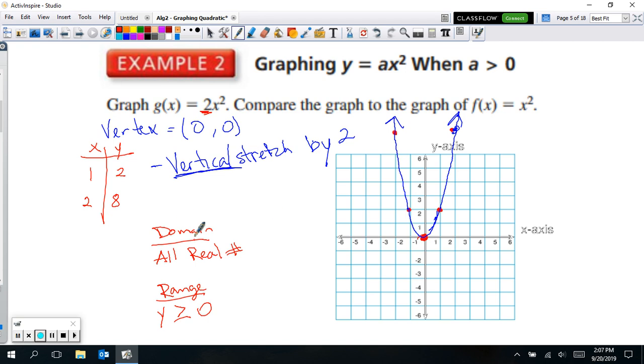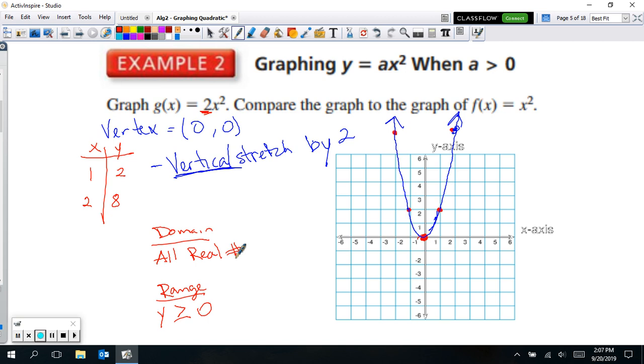Okay? That's the same exact thing as the parent function. So the parent function has this same domain, same range. In fact, all of the graphs we are doing are going to have the same domain. Every graph will have the same domain. So you shouldn't have to worry about the domain ever on these U-shaped quadratic graphs. It's going to be all real numbers every time.